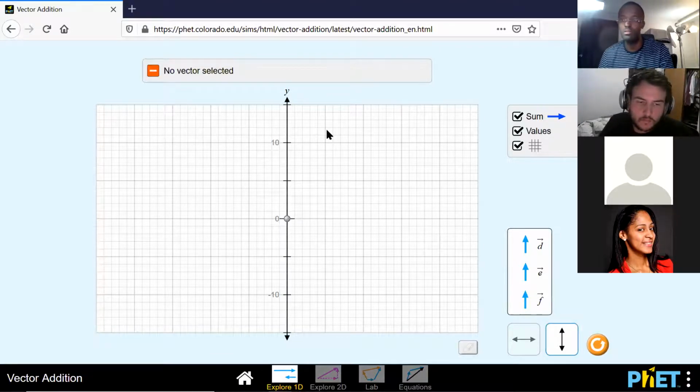Another example is an elevator. An elevator is allowed to go only up and down. So that's vertical motion in just 1 dimension.